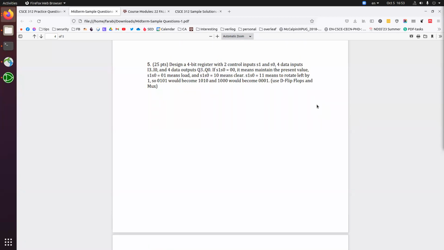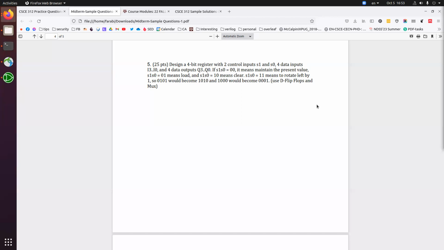Design a 4-bit register with 2 control inputs S0, S1, 4 data inputs, and 4 data outputs. 0, 0 means maintain the present value. 0, 1 means load, 1, 0 means clear, 1, 1 means rotate left by 1. I think it's part of the lab problem. If you have done the lab problem, then it should be very easy for you. If you haven't done it, let me know and I can go through it once again. Does anyone have any issue with this problem? Any explanation needed? Further explanation?